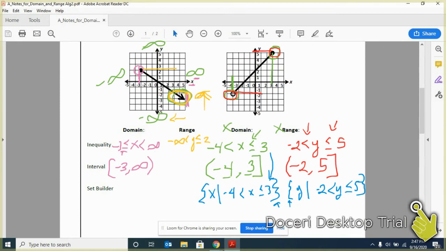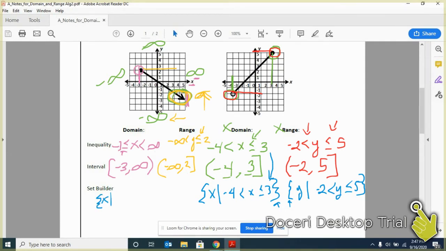And again, negative infinity, comma, 2, bracket, infinity sign, parentheses. And again, it reads all values of negative infinity to 2 for my y, for my range. Okay. So in set builder, or write my set builder, it would look something like this.